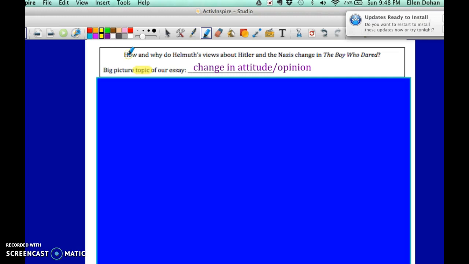When we think big picture topic, we're not thinking of the details in the text yet, or the name of the story, or the main characters. The big picture topic is the big topic about life. And in this case, the big life topic is change. And if we want to be more specific, change in attitude or opinion. So make sure that you've written that piece down.